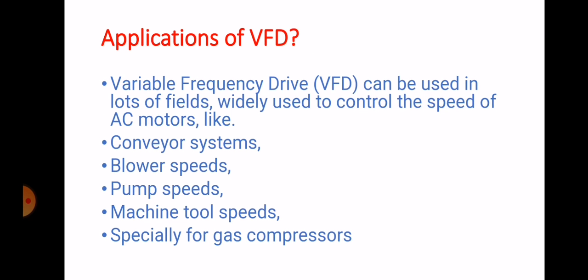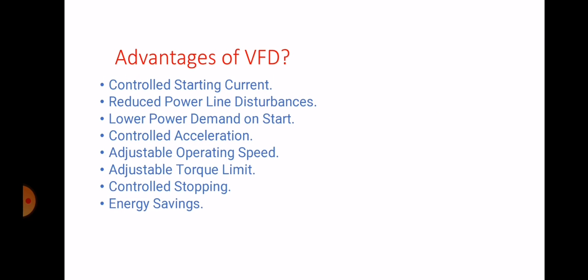Go to the next question. Applications of VFD system. A VFD system can be used in a lot of fields, widely used to control the speed of AC motors like conveyor systems, blower speeds, pump speeds, machine tool speeds, and especially used for gas compressors. These are the major applications of any VFD system.